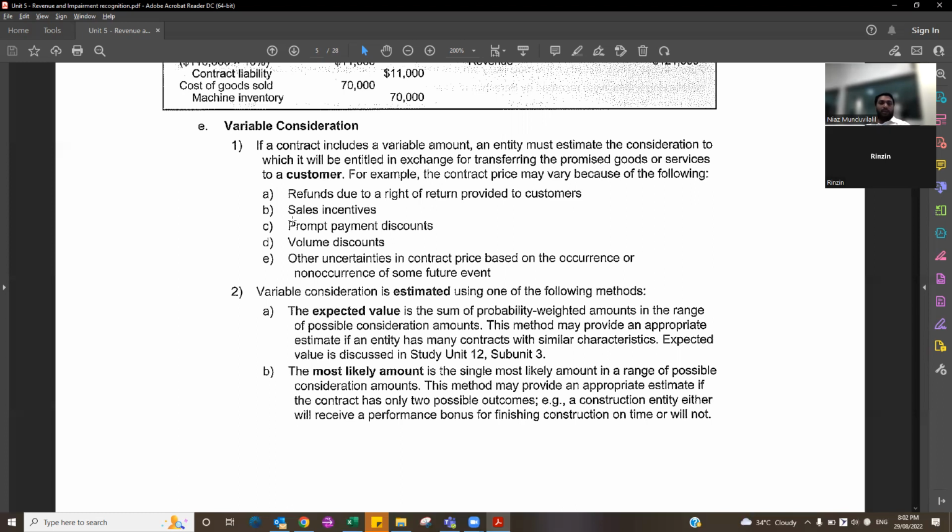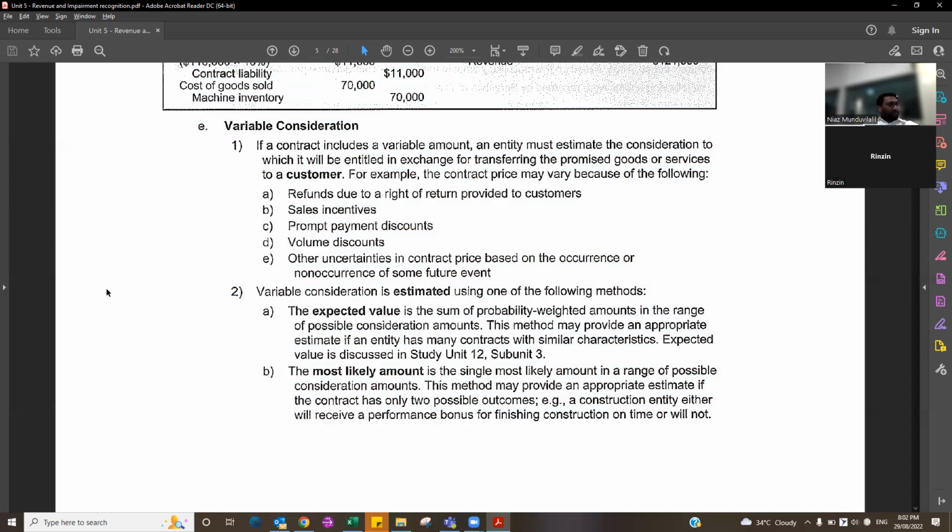Whenever we say variable consideration, when we sell, we always give the customer the right to sales return, right? So we have to consider that. Then sales incentives, like if you take 10 goods, the 11th goods will be free. Then prompt payment discounts, you might get a 2% discount. You might have seen this 2/10 net 30. That means normally you have 30 days credit. If you pay within 10 days, you will get a 2% discount. That's called prompt payment discounts. Clear? Then volume discounts: when you take more goods, you get more discounts.